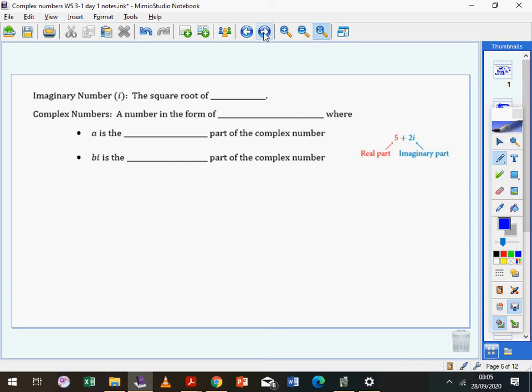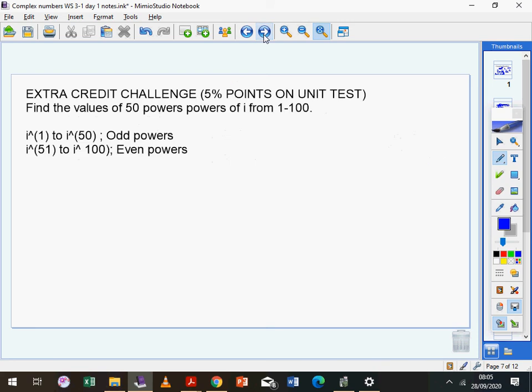I told you about before that the imaginary number is the square root of negative 1, and a complex number is a number in the form a plus bi, where a is the real part of the complex number, and bi is the imaginary part of the complex number. So this is the extra credit I was telling you about.